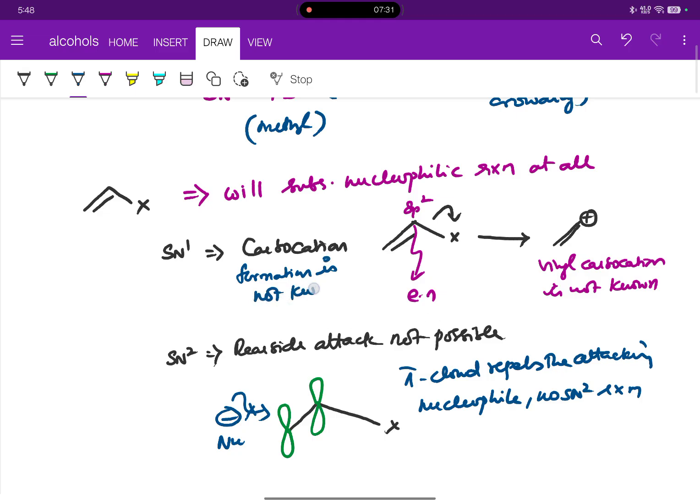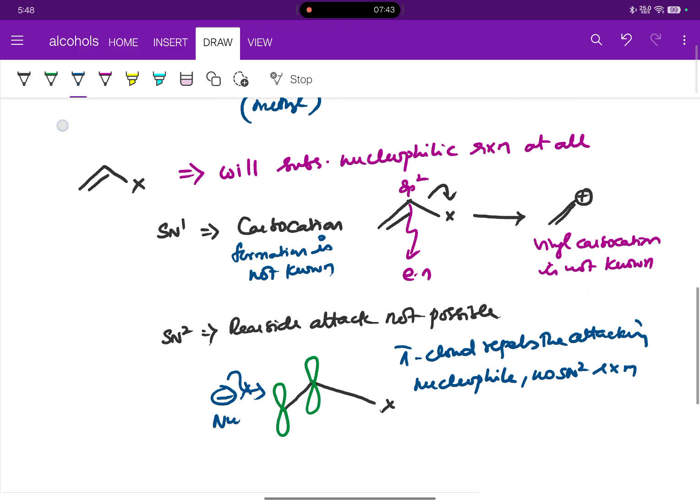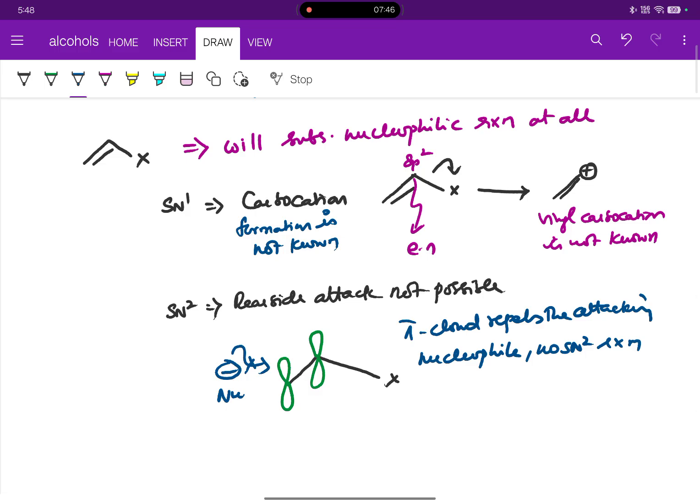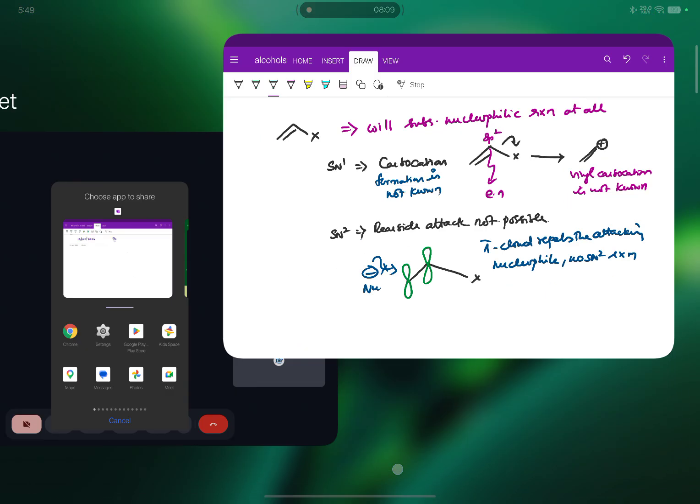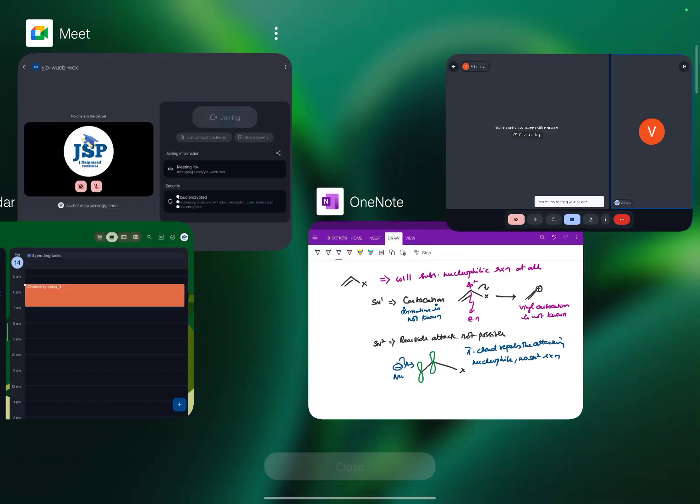Why is it repelling, sir? Very good question. What is a pi cloud? Electrons. What does a nucleophile have? Electrons. Won't electrons repel each other? That's the concept. So a nucleophile carrying an electron pair comes and attacks, while the pi cloud is also made up of electrons. So the electrons repel each other. Thereby no SN2. Carbocation formation is not known because the sp2 carbon is electronegative. It cannot give away the electron easily. So that is how it works.